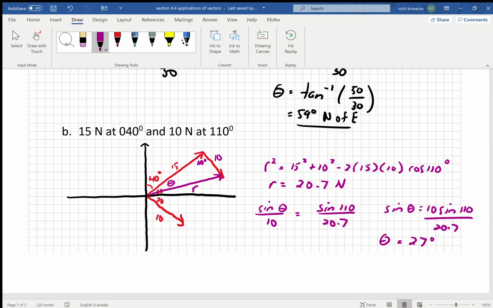Now, the 27 is just from here to here. That's your 27. But in order to state the angle, we have to state it from one of the axes. It doesn't matter which one, but in this case this is easier. So we know this angle here is 40, and theta is 27. That means our total angle from the axis to the resultant vector is going to be 40 plus 27, which is 67 degrees, and that is going to be east of north.